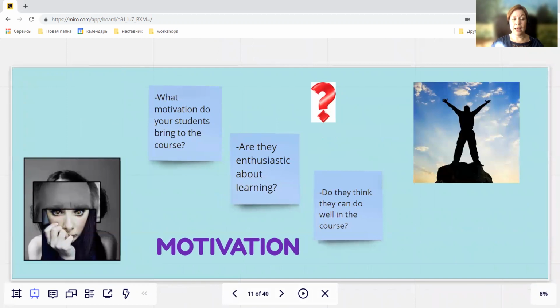And now, let's deal with the most impeding affective filters. We'll begin with motivation. Pause the video and jot down some ideas in response to the following questions. What motivation do your students bring to the course? Are they enthusiastic about learning? Do they think they can do well in the course?